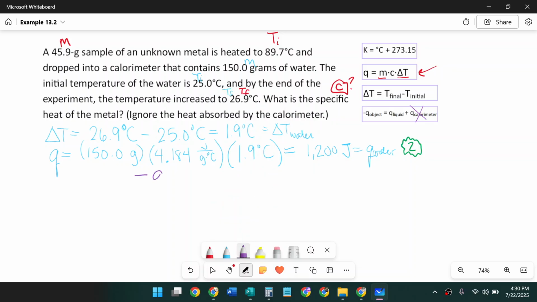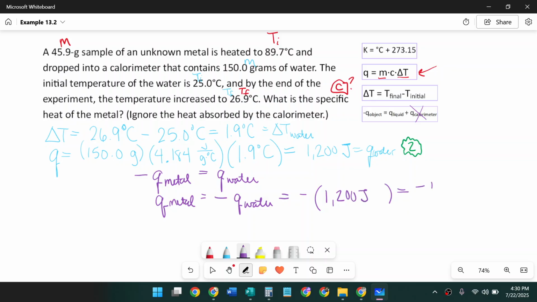All right, so the negative Q of, in this case, the metal, I'm going to write metal instead of object, equals the Q of our liquid, which in this case is water. And we don't have to worry about the calorimeter because they told us not to. So because we want this one, we don't want the negative version of this one, I'm going to multiply both sides by -1 and write Q of metal equals negative Q of water. And then I'm just going to put in that number. So negative, and what is the Q for our water? It's 1200 joules. In other words, the Q for the metal is negative 1200 joules. All right, so now we have the thing that we need.